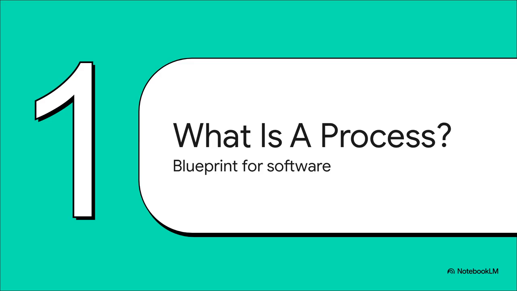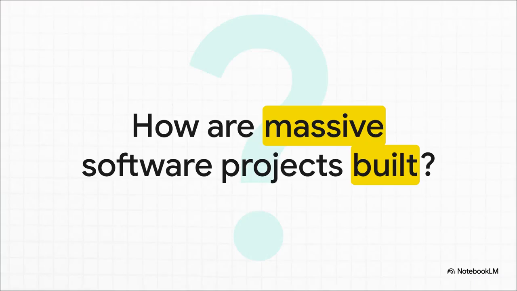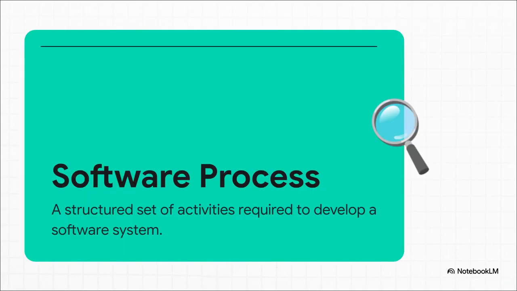First things first, what exactly is a software process? Well, think of it as the master blueprint for building any piece of software. And trust me, you absolutely need a blueprint when you start talking about the big stuff. I mean, how do thousands of engineers all work together to build something like a new operating system or a global banking app? They don't just start writing code and hope for the best. They have to have a plan. And that plan, that's the software process.